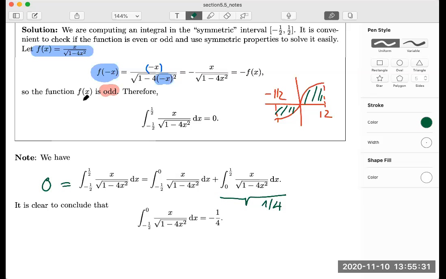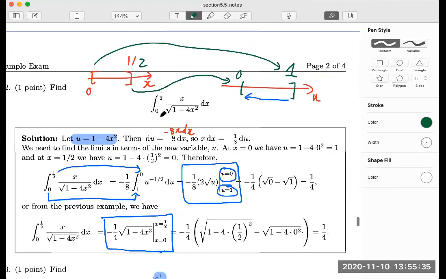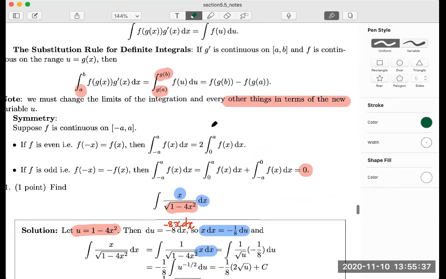Otherwise, if it is even, we need to compute it clearly. If it is even, then it is 2 times the integral from 0 to a. But somehow it will be easier to compute. Okay? Very good. Anything else?